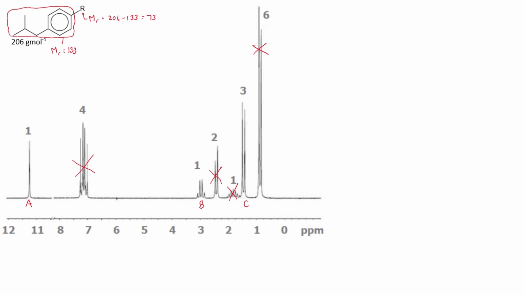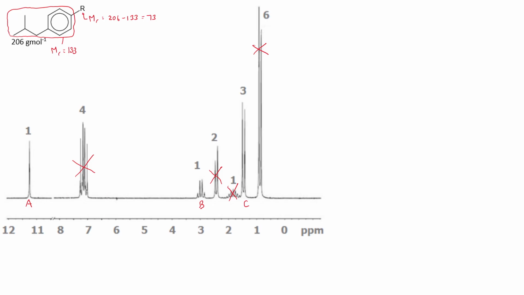So if we add up the MR for the bit that we've now assigned, for the bit that we were given, it adds up to 133. And if we subtract that from the total MR, which we were told in the question was 206, then you can see that the R group should have an MR of 73. And that's obviously going to be important information when we start trying to figure out what it is.